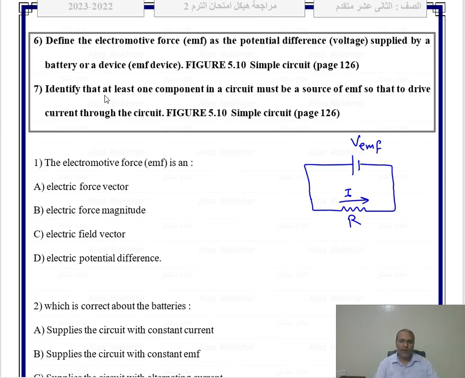Number 7, identify that at least one component in the circuit must be a source of EMF. Like a battery is a source of EMF, like a generator is a source of EMF. So to drive current through the circuit, if we have a circuit without a battery, no current will flow through this circuit. The battery pushes current through the circuit. Number 1, the electromotive force EMF is an electric force? No. Electric field? No. EMF is an electric potential difference or voltage.